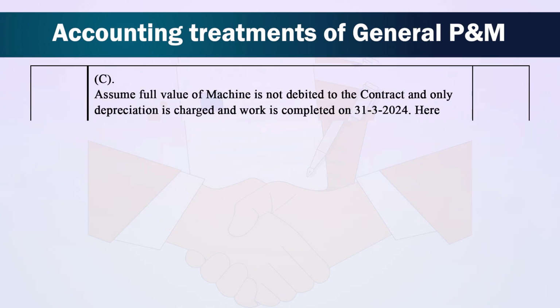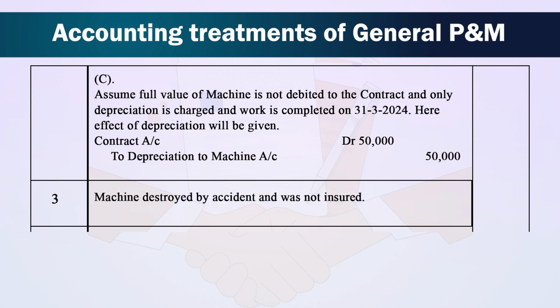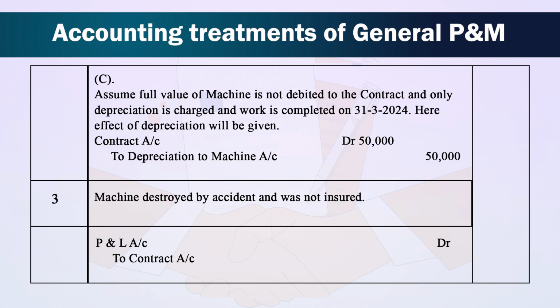Third situation, assume that the full value of the machine is not debited to the contract and only depreciation is charged, and work is completed on 31st March 2024. Here, the effect of depreciation will be given and the entry is contract account debit rupees 50,000 to depreciation to machine account rupees 50,000.